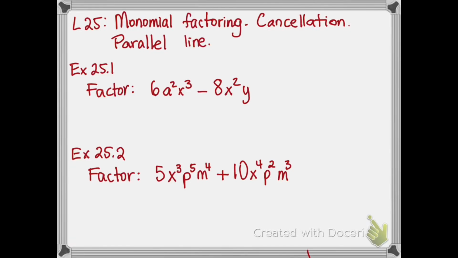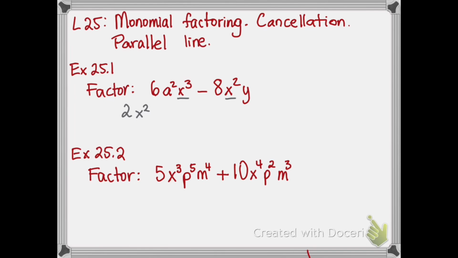Lesson 25, Monomial Factoring, Cancellation, and Parallel Lines. Remember, to find the common factor of algebraic expressions, we have to find the greatest common factor of the numbers, and then for the letters, we're going to choose all the letters that are common with the smallest exponent they appear. So, for example, here, the greatest common factor for 6 and 8 is 2. And then we're going to only use the common, which is x squared.